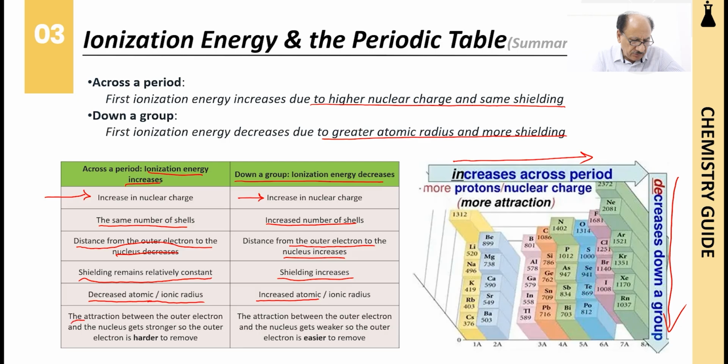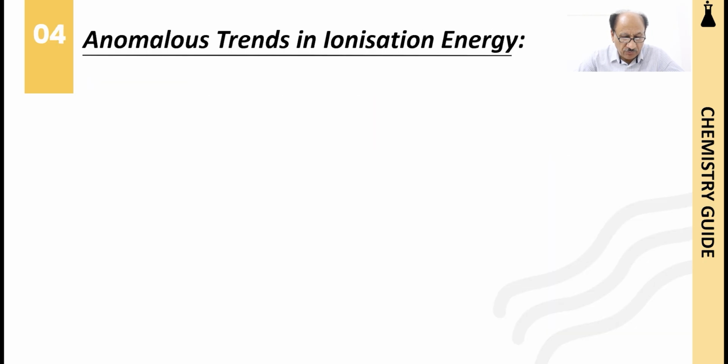The attraction between the outer electron and the nucleus gets stronger, so the outer electron is harder to remove in case of period. And in case of groups, it will be easier to remove, because distance is increasing and the attraction between the outer electron and the nucleus gets weaker, so the outer electron is easier to remove.